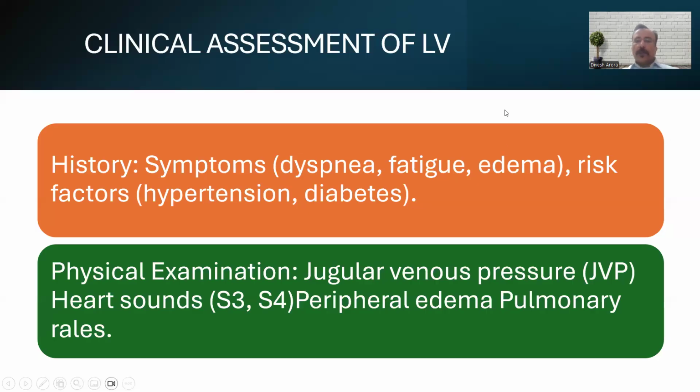Before actually embarking onto the POCUS examination of doing a FATE examination and assessment of left ventricle, it is prudent that we follow the basic steps. That is, first we look into the history, then we do a good thorough physical examination, and then pick up the cardiac echo probe. History, particularly symptoms such as dyspnea, fatigability, edema, and hypertension and diabetes as the risk factors. Physical examination, particularly, we look at JVP, heart sounds, whether the individual has peripheral edema or pulmonary rales.